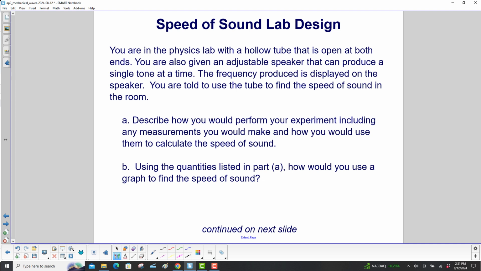A. Describe how you would perform your experiment, including any measurements you would make, and how you would use them to calculate the speed of sound. B. Using the quantities listed in Part A, how would you use a graph to find the speed of sound?